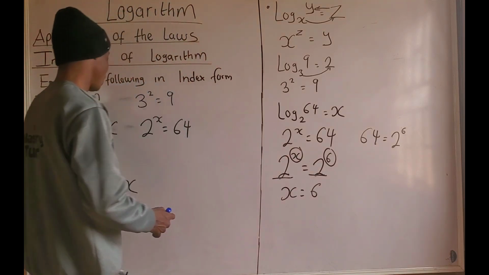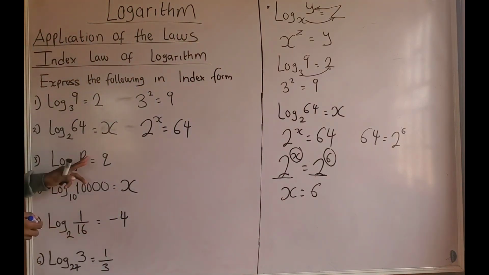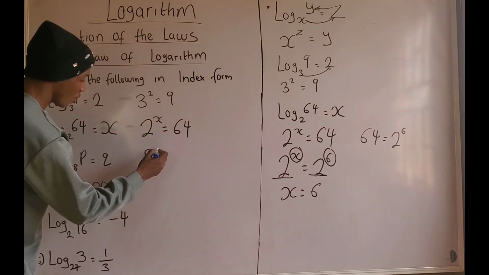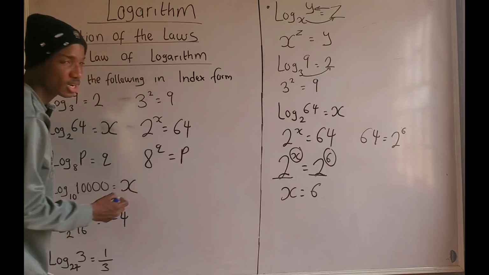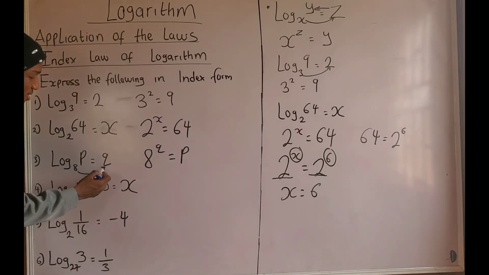Okay? Now, we have log p base 8 equals q. We are asked to change this to index form. This will be 8 raised to the power of q equals p. Do you understand? Because this 8 will carry this. Now we have the fourth question.